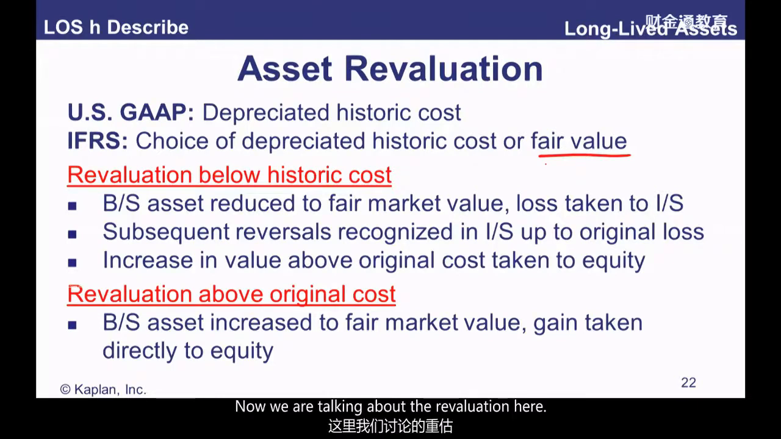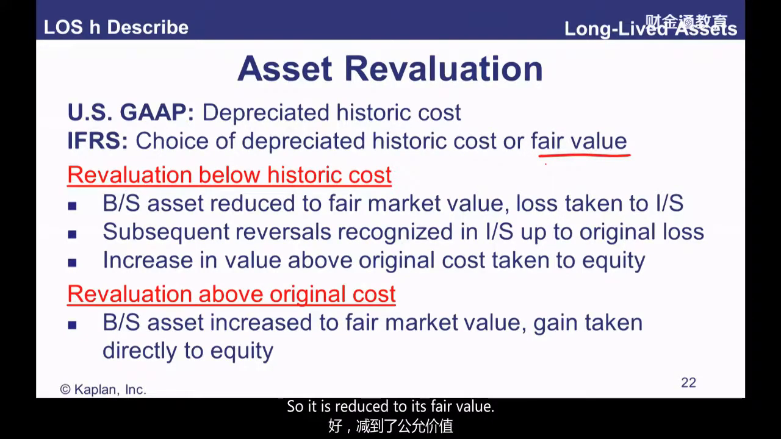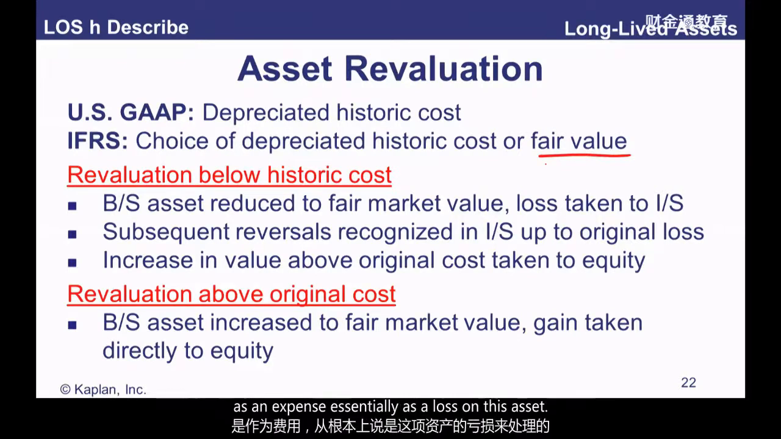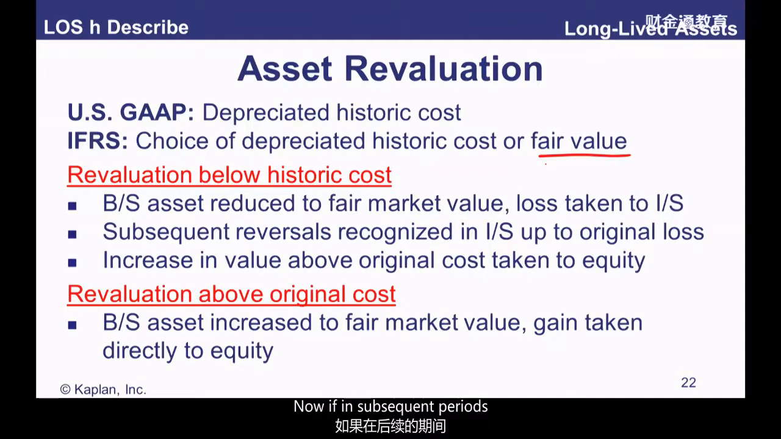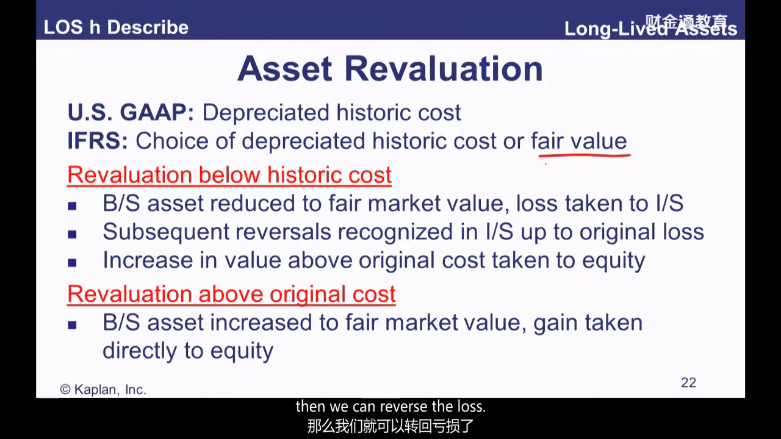Now, we're talking about revaluations below historic cost and above historic cost. Let's talk about a revaluation below historic cost first of all. So here, the fair value has fallen below historic cost. Now, notice the balance sheet asset is reduced to fair market value. So it's reduced to its fair value. The amount below historic cost is taken to the income statement as an expense, essentially as a loss on this asset. Now, if in subsequent periods the fair value of the balance sheet asset increases, goes back above historic cost, then we can reverse the loss.